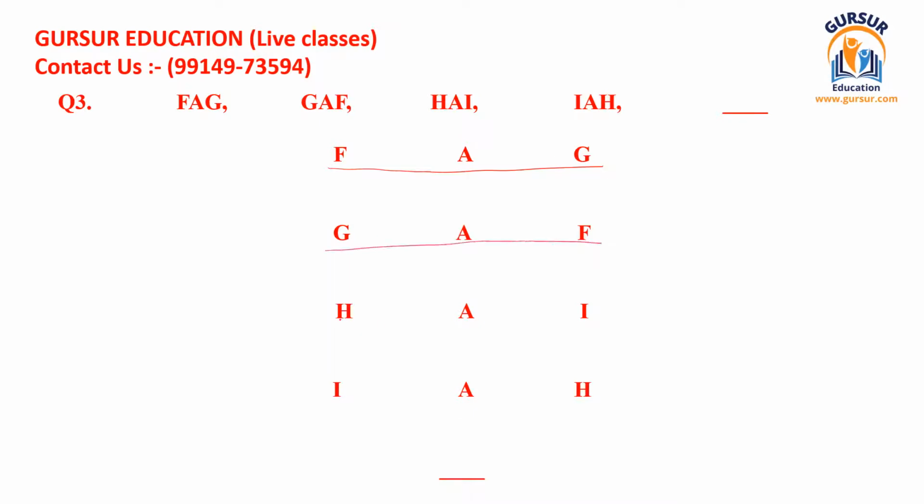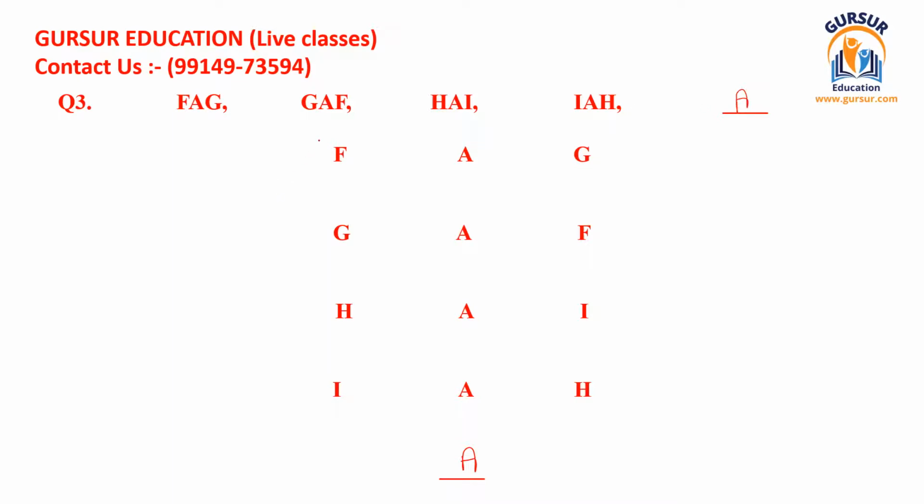This is the second combination. This is the third combination. This is the fourth combination. So I think the central letter is very easy to find out. A is always there in the middle of all the combinations. That means in the fifth combination, in the middle there shall be A. So we can write here A. A should be there.